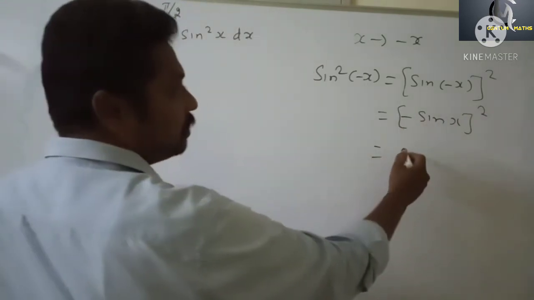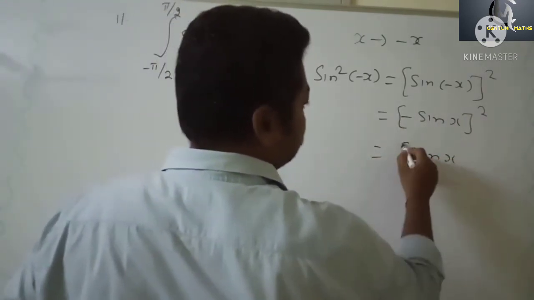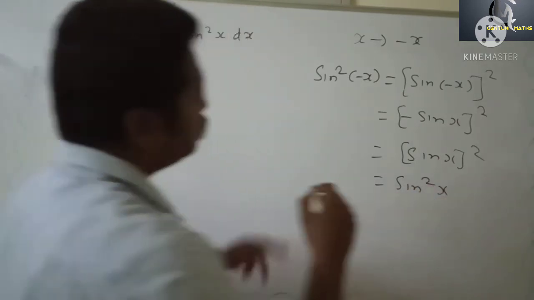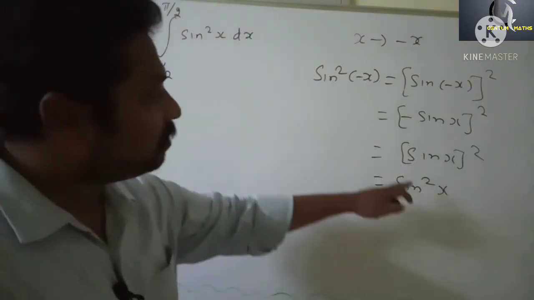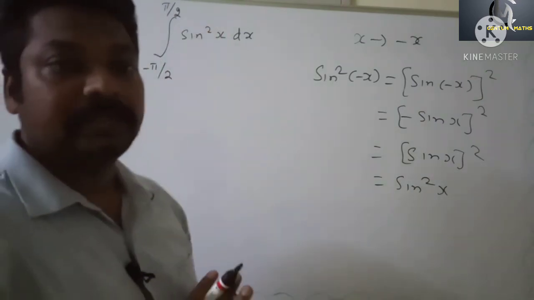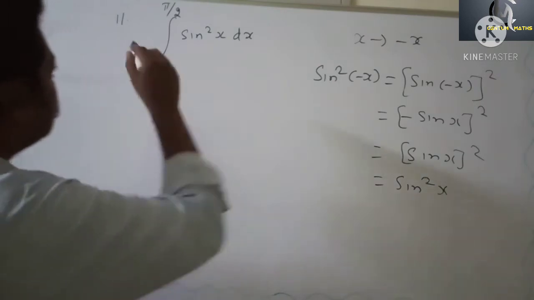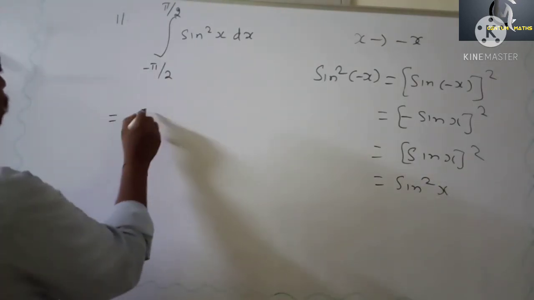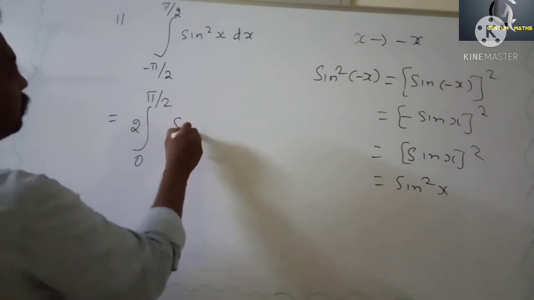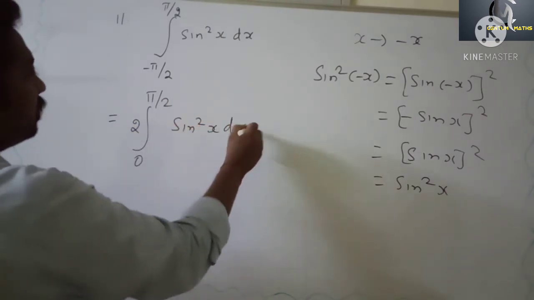So square of a minus term is plus term. So it is sin square x. So sin square of minus x becomes sin square x. Okay, the function didn't change. So it is an even function. Then the limit can be changed as 0 to pi by 2, 2 times sin square x dx.